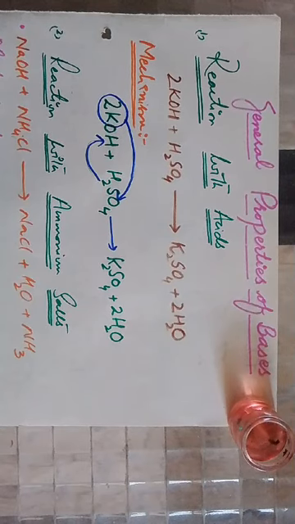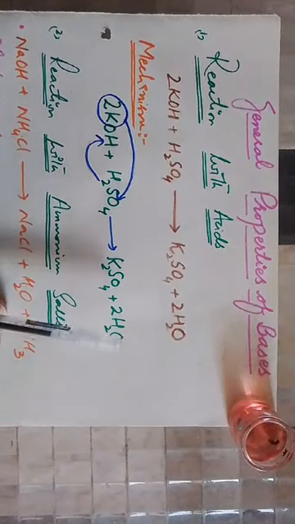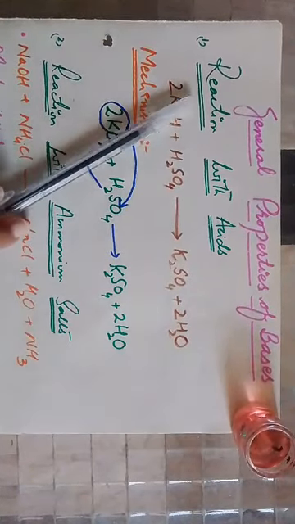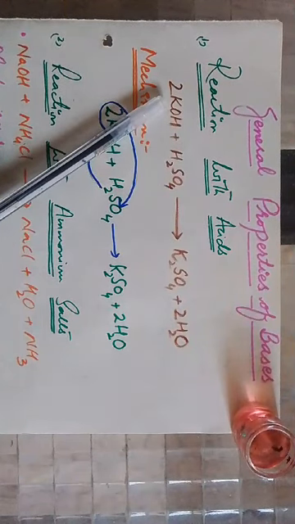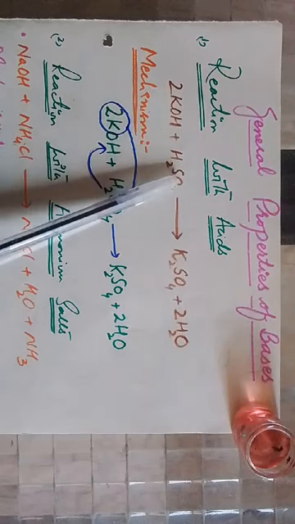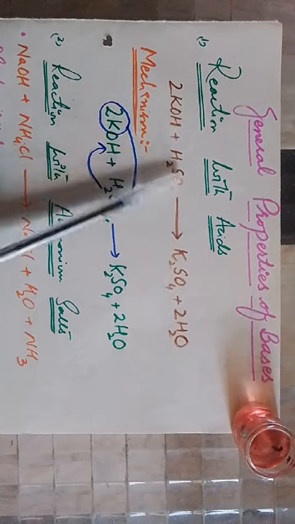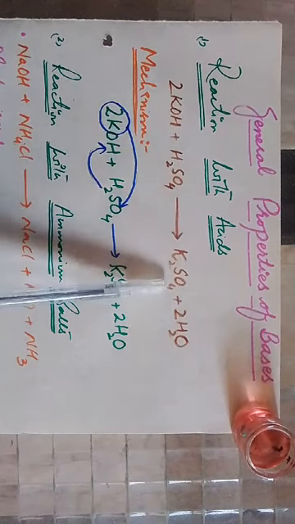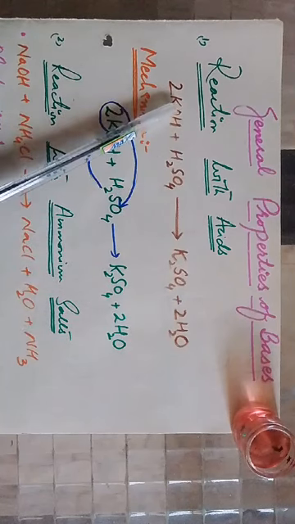So let's move. Our first equation is about reactions with acid. Here KOH, wherever you find OH in a compound, it's a base. Potassium hydroxide is your base, H2SO4 is your acid. When base and acid combine, they form potassium sulfate and water. This is your acid, this is your base.